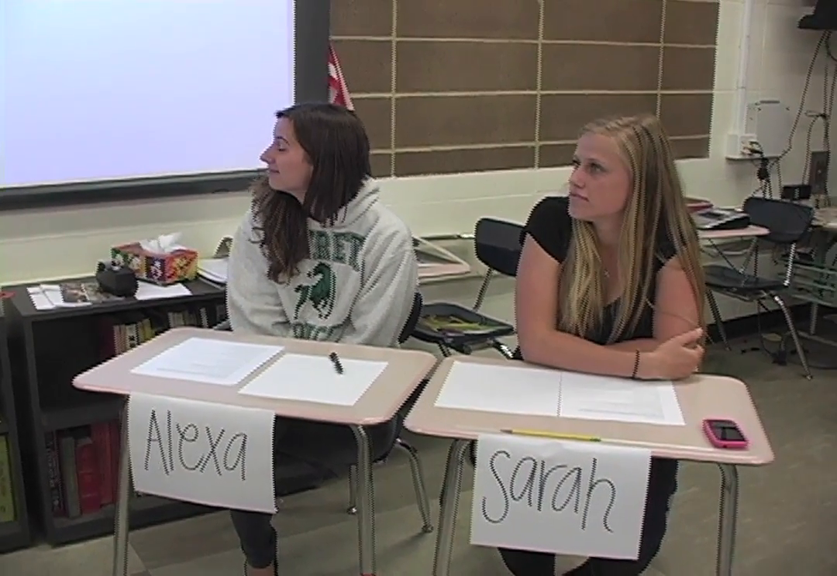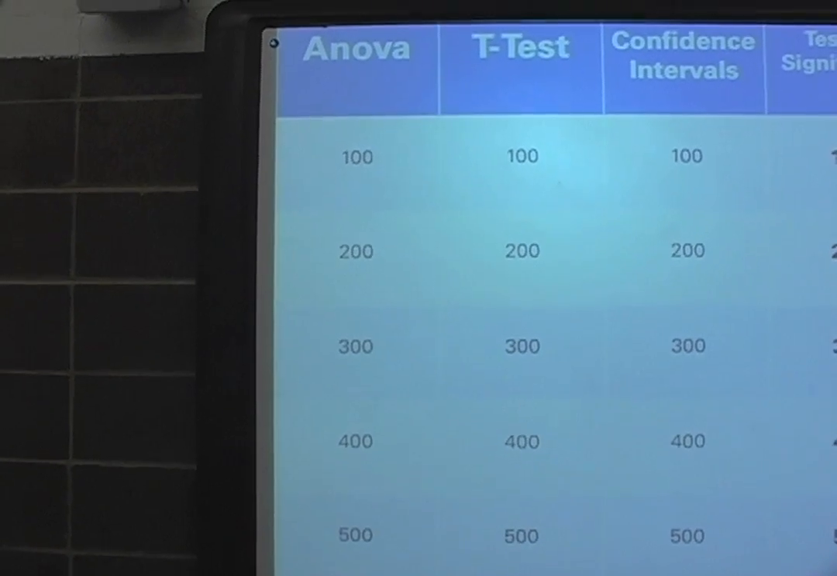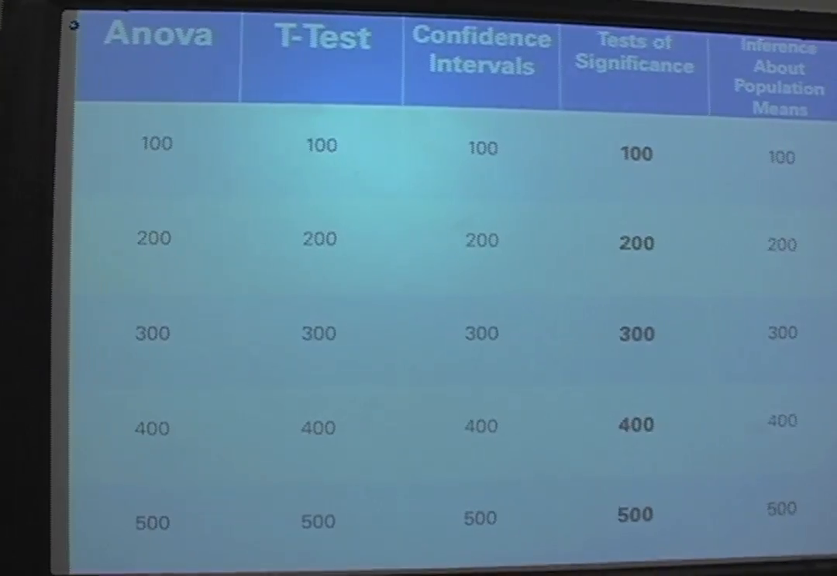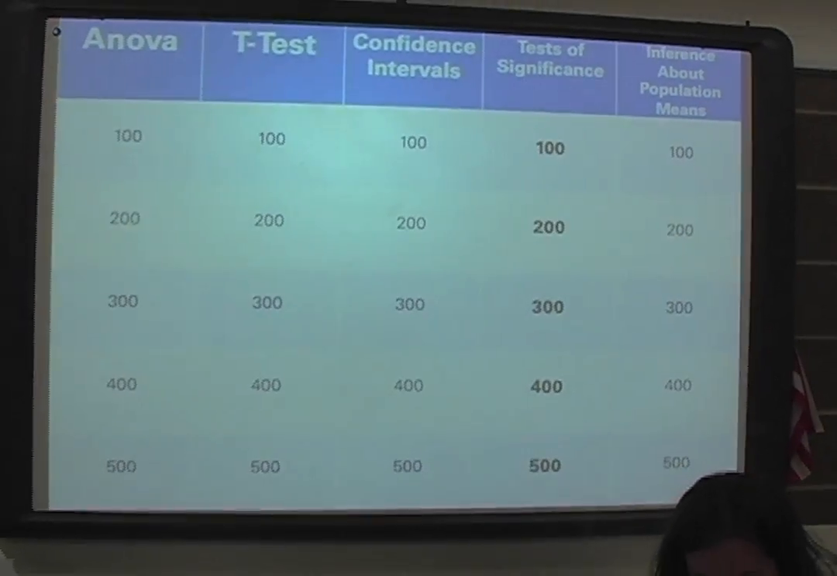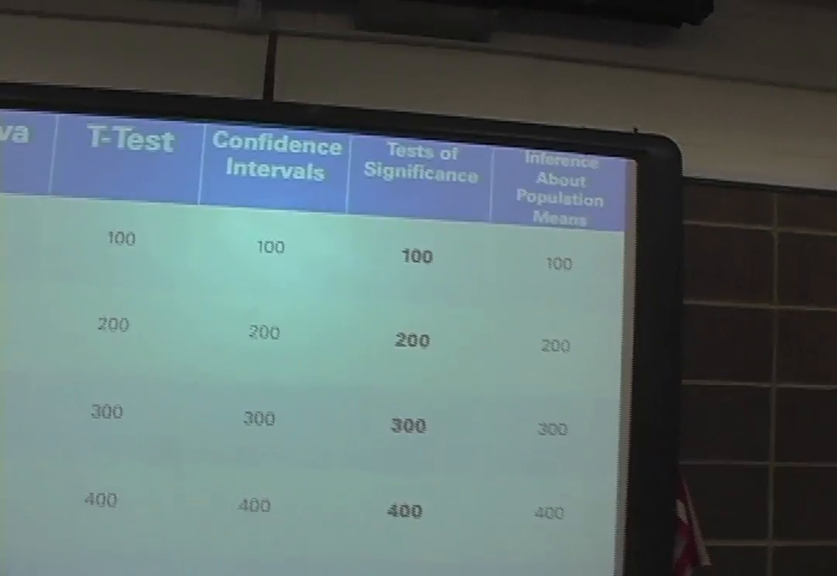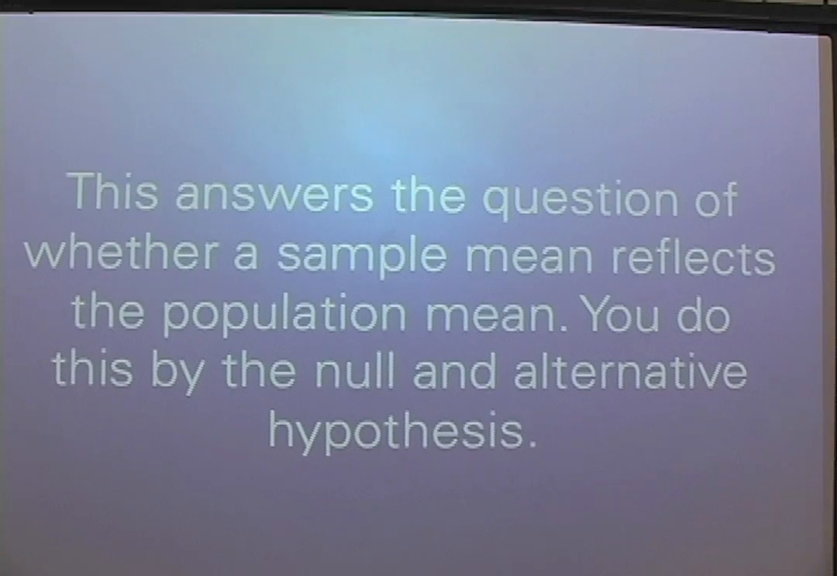Alright, we flipped a coin backstage, and Sarah, you get to pick first. I'll take ANOVA for 500. I'm sorry, Sarah, we've already completed that category. Try again. Oh, test of significance for 100. Alright, test of significance, 100.